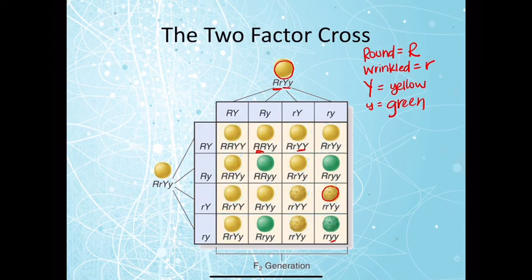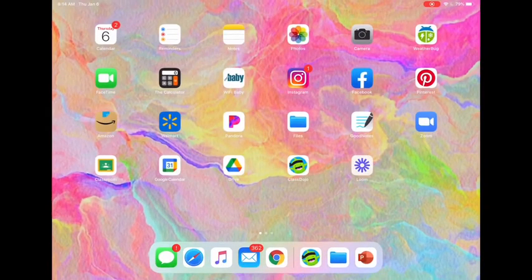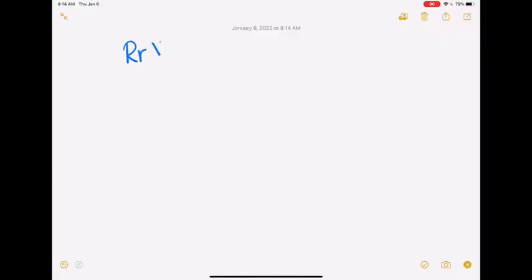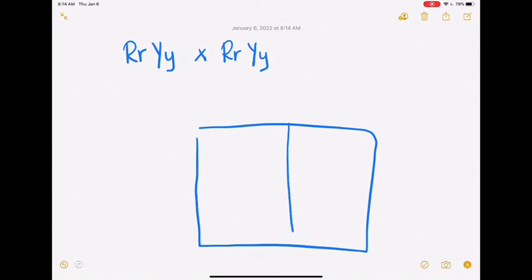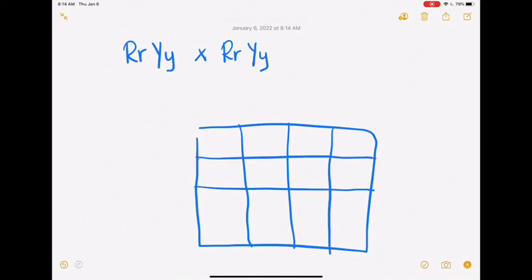So let's look at this Punnett square and figure out how to do it, okay? I'm actually going to open a new page so I can walk through it step by step with you, okay? So both of our parents are big R, little r, big Y, little y. So when we make a Punnett square for a two-factor cross, it's going to have a much bigger box. It's going to have 16 boxes. So it's 4 boxes wide by 4 boxes across.